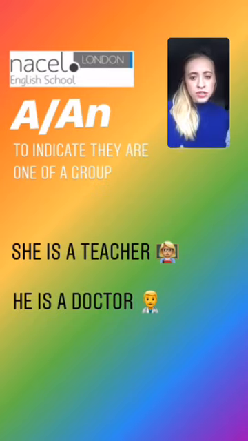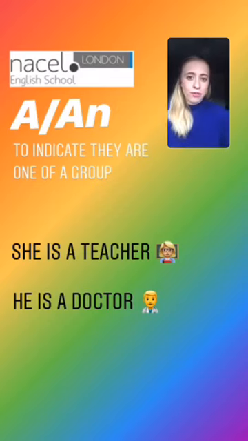You can also use this not just for jobs and professions, but other groups. If you are, for example, very into your star signs, you could say she is an Aquarius or she is an Aries, a group of star signs. For example, it doesn't just have to be professions. So to indicate they are one of a group. Okay, and that is our main rules for a and an.